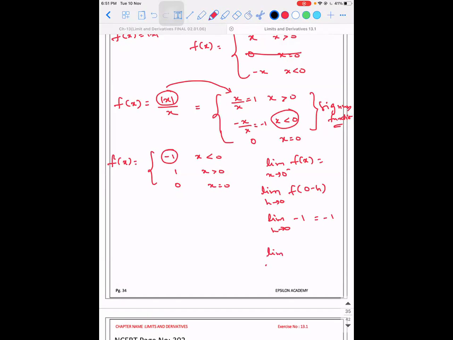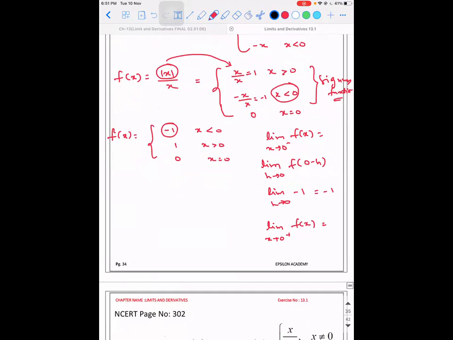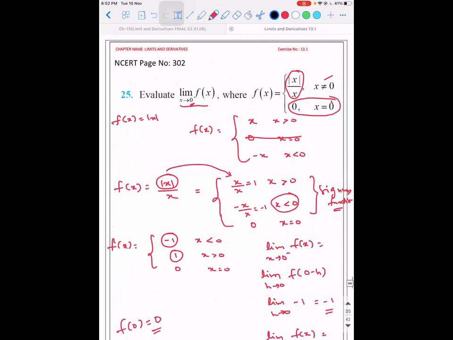Similarly, what do you think we will get for limit x tends to 0 plus? Limit h tends to 0, f of 0 plus h. That will be limit h tends to 0, 1 plus 0, which is 1. The answer will be 1. So what is f of 0? 0, sir. That's right. So the left limit is minus 1, the right limit is 1, and the function value is 0. So the answer is that the limit does not exist.